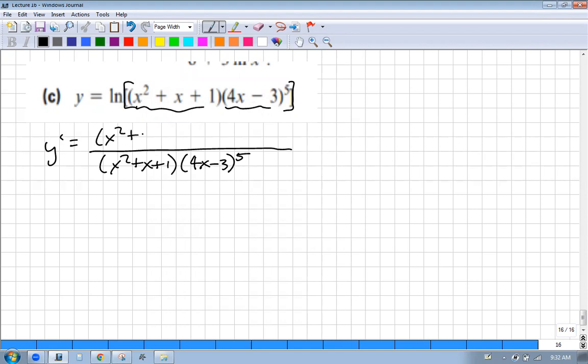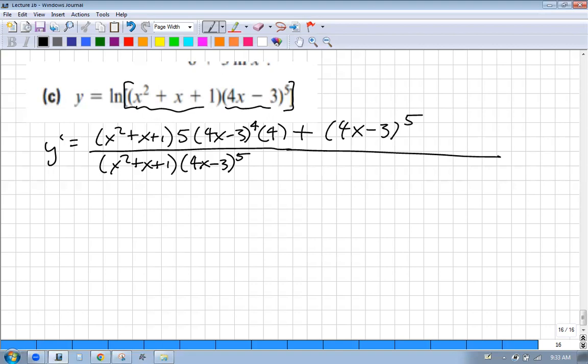We'll do the first function times the derivative of the second. The derivative of this guy, we have to multiply by the 5, subtract 1 from the exponent, now multiply by the derivative of the stuff on the inside. So that's the first function times the derivative of the second. Again, this one, the derivative of that, we had to do power rule and then the chain rule. Now we have the second function times the derivative of the first. And the derivative of the first would be a 2x plus 1, right? 2x and then a 1. And then you can multiply that all out, do the algebra and simplify it, make it pretty.